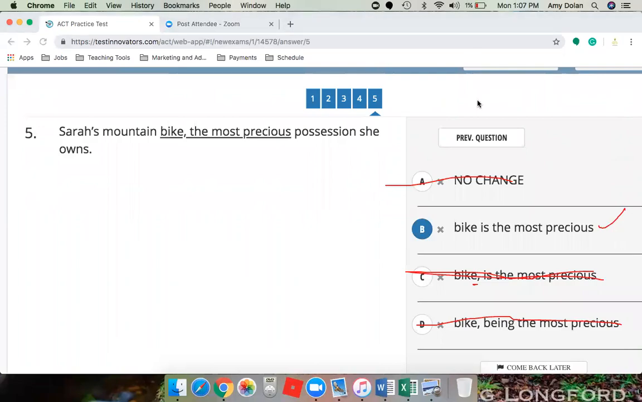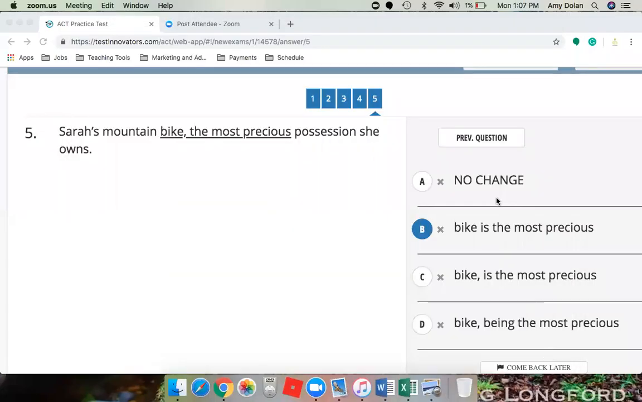All right, so hopefully you learned something there. That was sentence fragments, one of the many things that they test on the ACT. So I hope you learned something today.